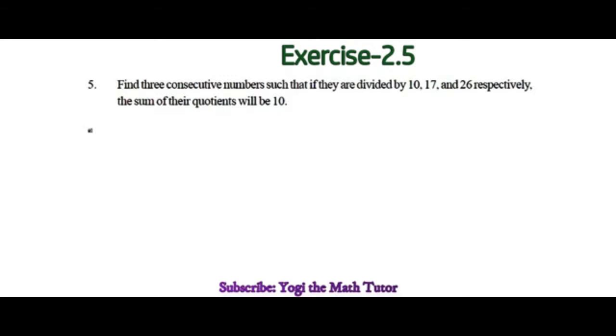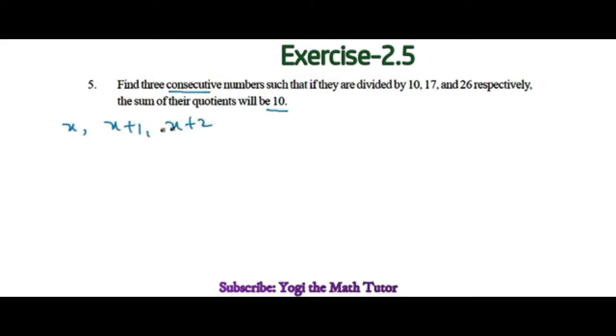So the next question: find 3 consecutive numbers such that if they are divided by 10, 17 and 26 respectively, the sum of their quotients will be 10. So first you should find the 3 consecutive numbers. Consecutive numbers means you should take x, x plus 1 and x plus 2.